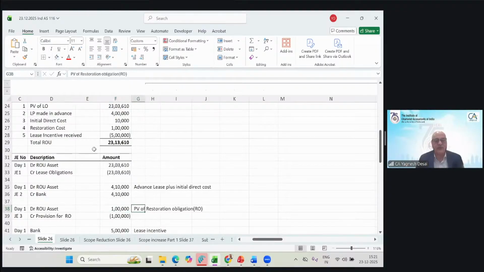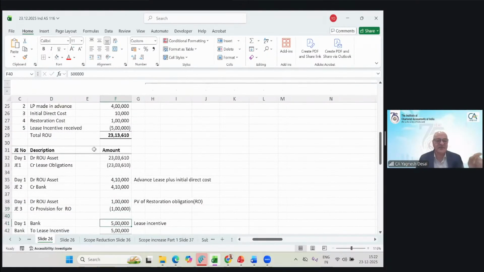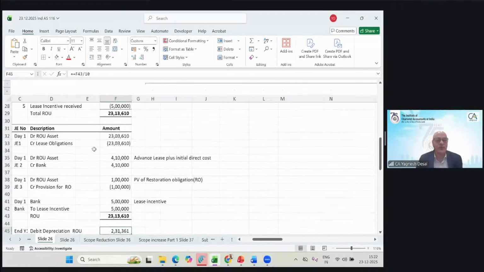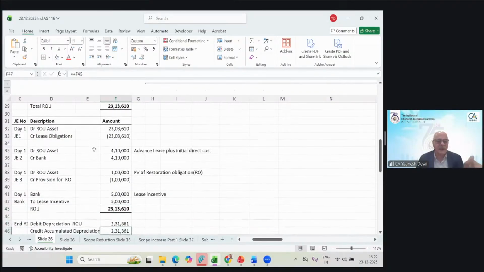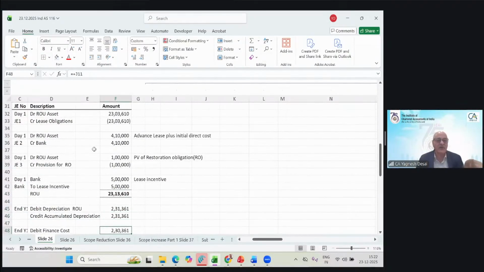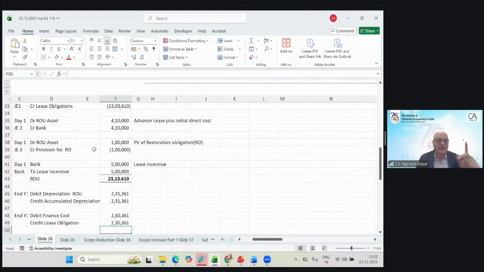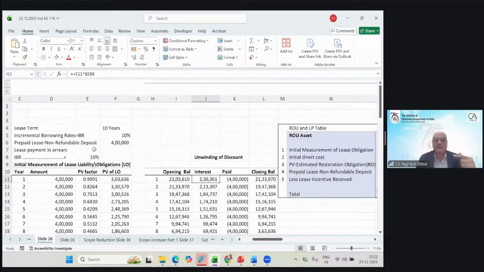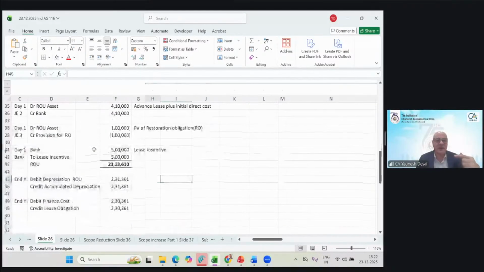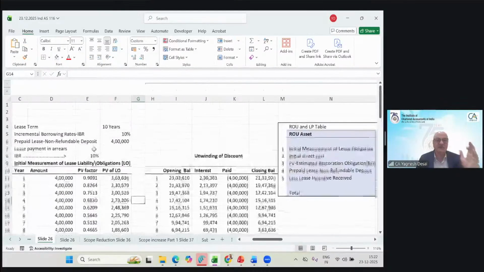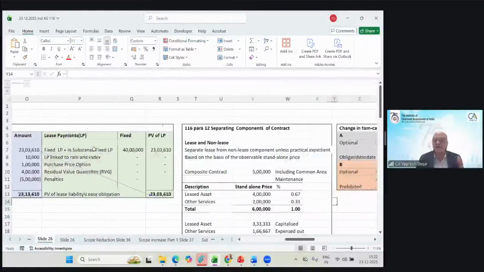Then there's a restoration obligation. Debit ROU asset and credit the provision for restoration obligations. So I make this provision. I recognize it under Ind AS 37. And I received 5 lakhs rupees from the lessor. That reduces the carrying value of my ROU. Ultimately, I got 2316. Depreciation will be like this for year 1, 10% of 2316. Finance cost in the first year will be 10% of this. So my two expenses will be debited in my income statement: A, depreciation; B, lease obligations. Okay, sir. And this is the example.